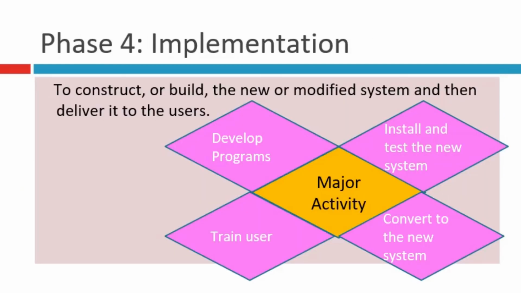Phase 4, implementation. The implementation is the phase to construct or build the new or modified system and then deliver it to user. There are 4 major activities in the implementation phase. First, develop the programs. So you develop the program based on the design phase. Then install and test the new system. Convert to the new system and train user.